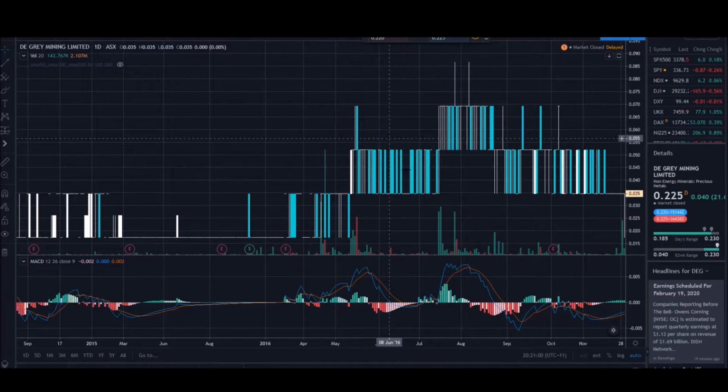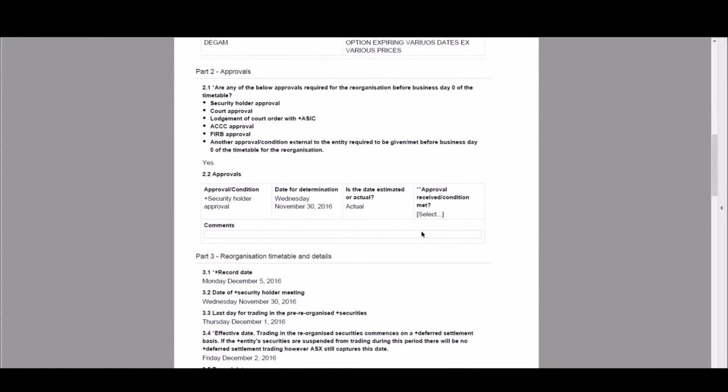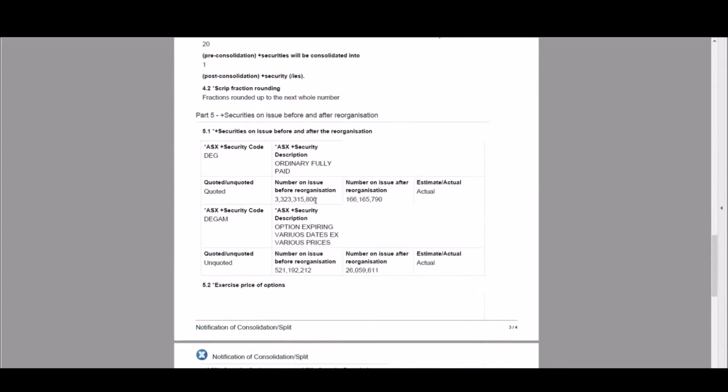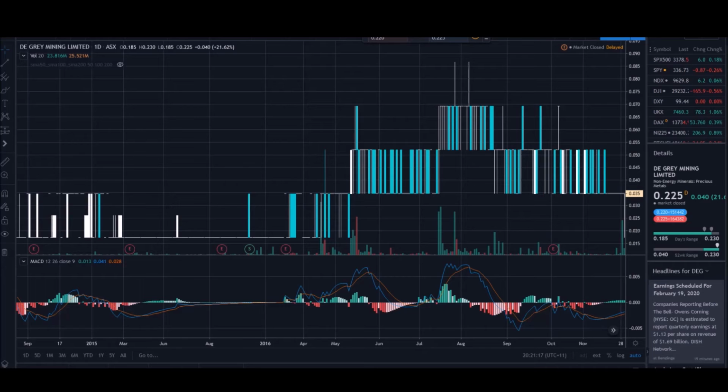Now let's say this company before consolidation had 3 billion shares. So at a 0.001 share price, these guys were worth $3.3 million market cap. And if they moved up 1 tick, they'd be worth $6.6 million. So you can see the problem when there's too many shares on the market. There's a huge jump in market cap for just simply moving up 1 pip.